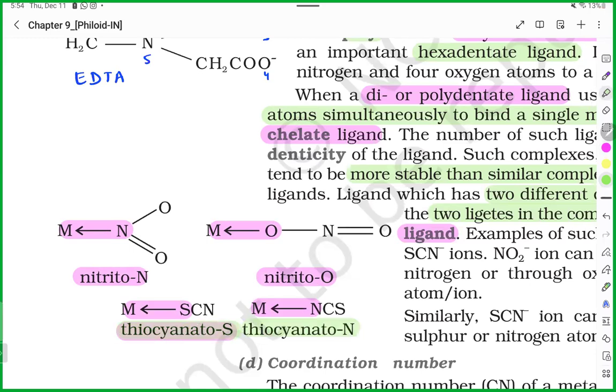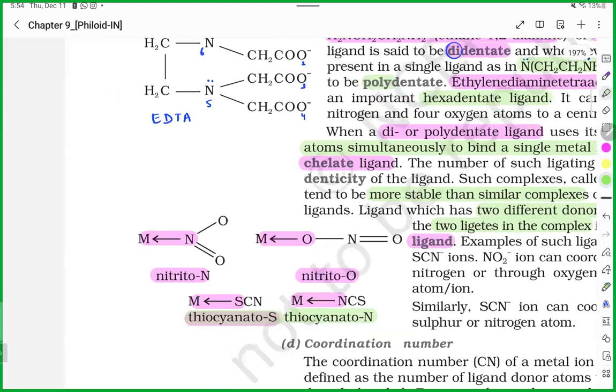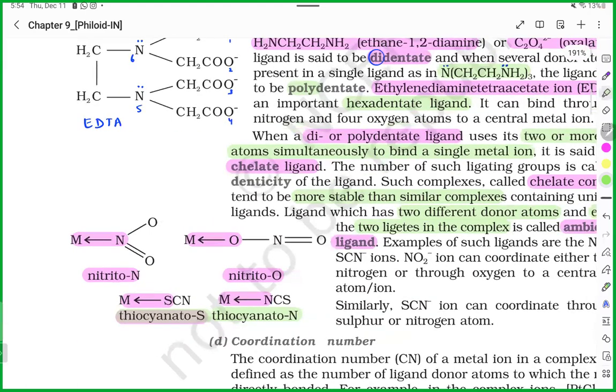Got it? Is it easy to understand? So two, three important things: denticity, the number of donor sites; chelate, formation of a ring; ambidentate, many atoms can donate, but only one will donate at a time. Understood? Three important things.